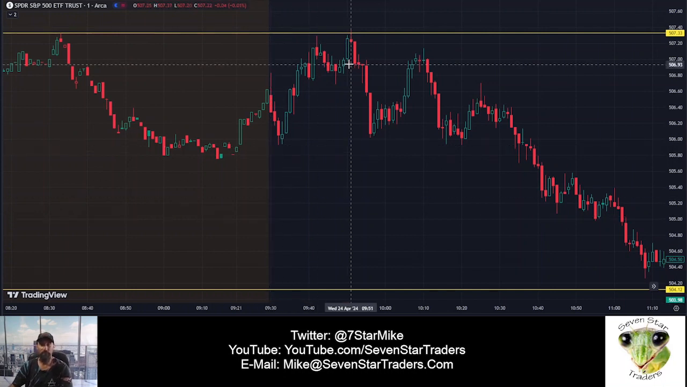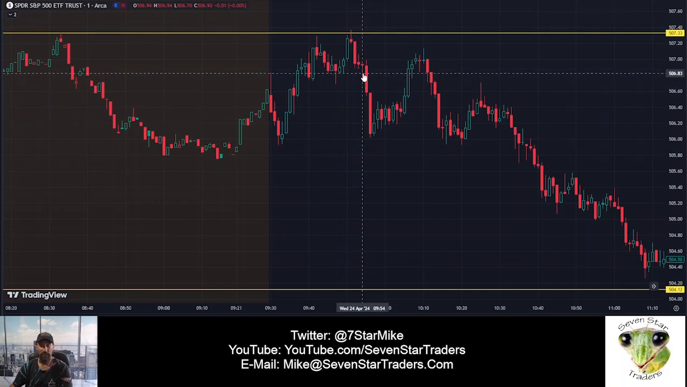So this is the first trade I took for the day. I got in at 6:54, which was right here. This candle here. You can see at the bottom of the chart it says 9:54, so I'm on the West Coast, so 6:54 my time is 9:54 on the East Coast. So this candle right here, I went short SPY, single contract.